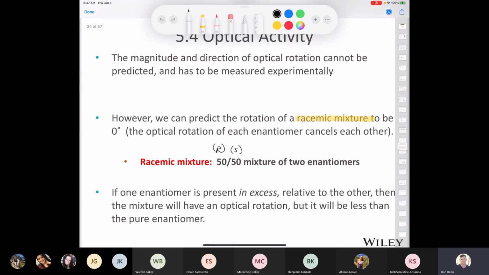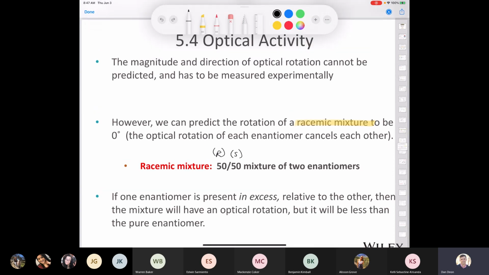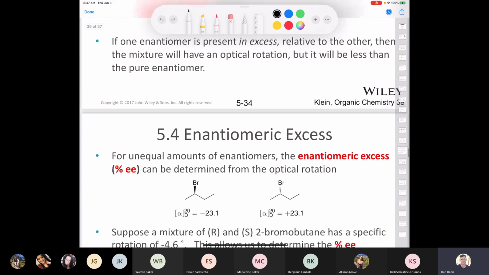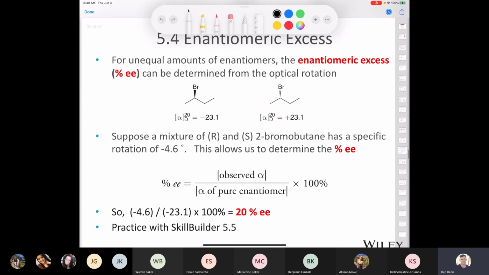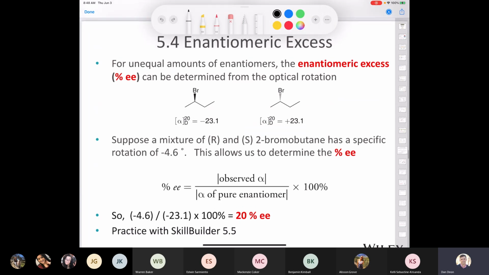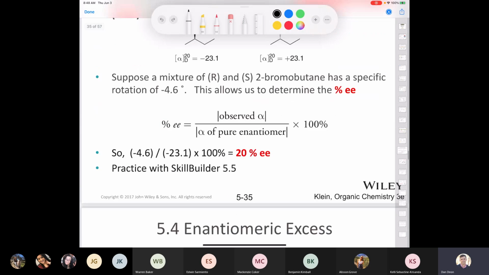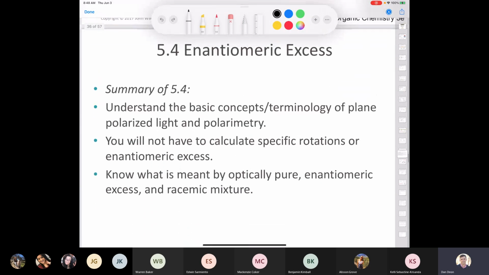Anyhow, but if one is present in excess, like let's say you had a 60-40 mixture, then there's going to be an optical rotation, but less than the pure enantiomer. We call that enantiomeric excess. I'm never going to ask you to calculate enantiomeric excess. There's a calculation you can do, which is shown here, but I'm not going to ask you any questions about calculating enantiomeric excess, okay?